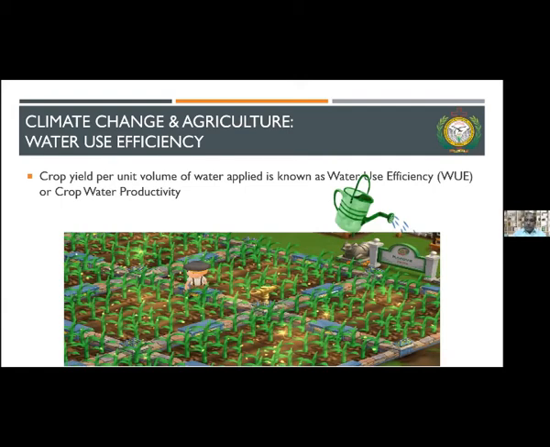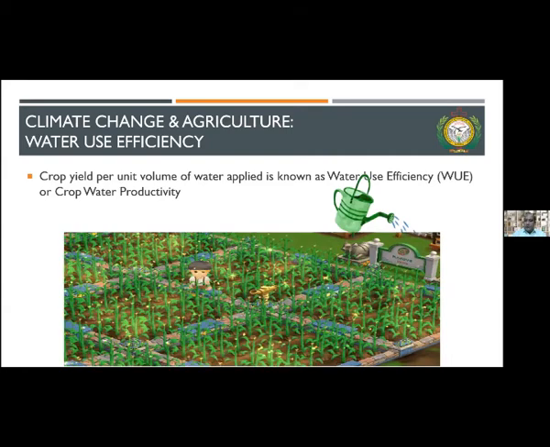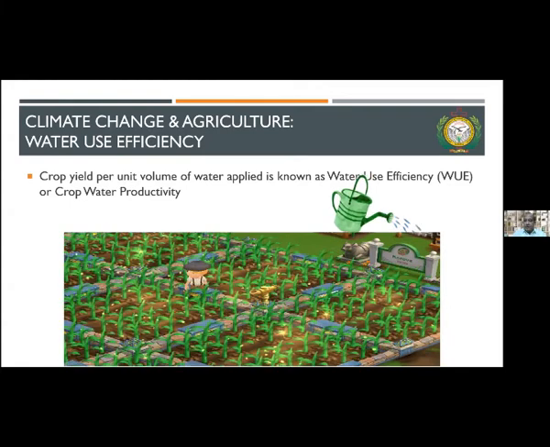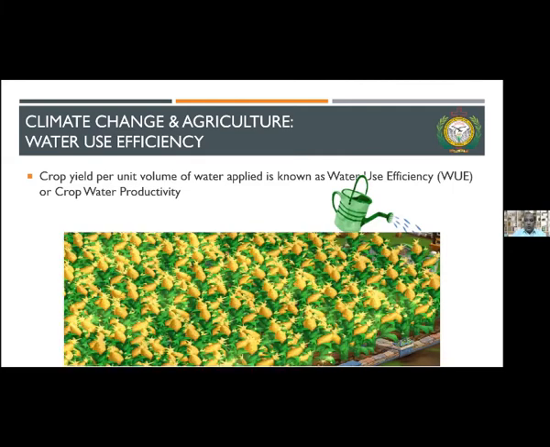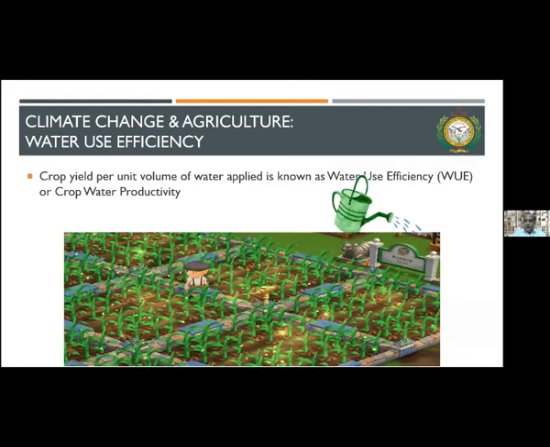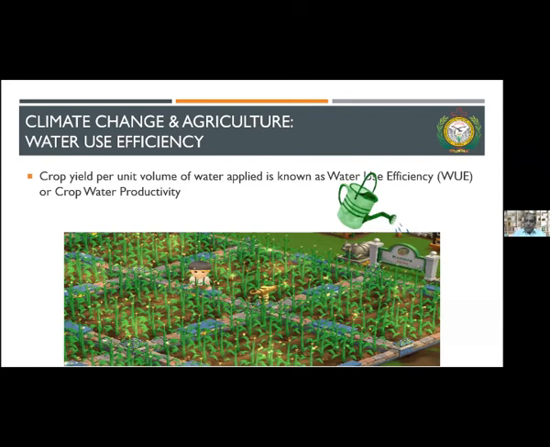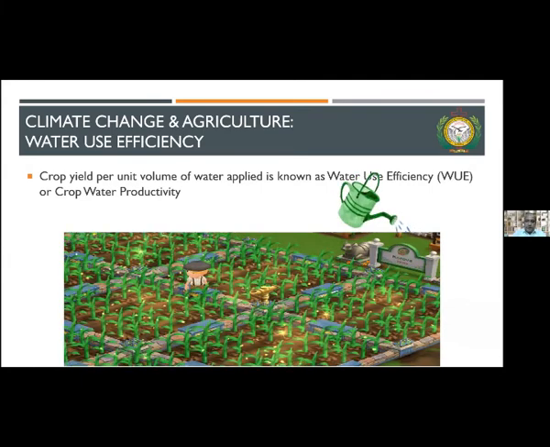It's a very important term when you're talking about climate change and its impact on agriculture, because this is what is going to be affected. Crop yield per unit volume of water applied, because water is becoming scarce. Water is a highly non-uniform entity; sometimes there is rainfall, sometimes there is not. So we need to focus on whatever water we have, how efficiently we can use it, and how we can increase the yield based on the water application. That's why it's called water use efficiency. It relates the water applied to the yield.